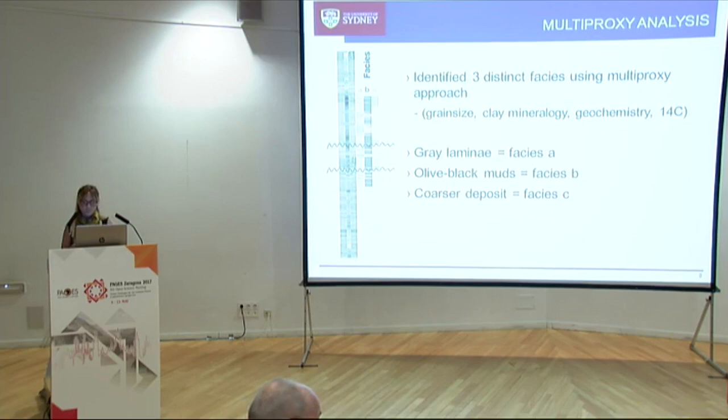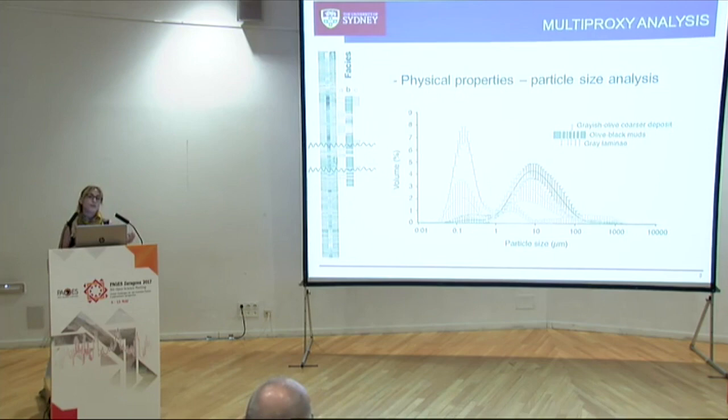So in terms of the physical properties and the grain size, facies A, the light grey laminae, are really clay-rich in direct comparison to the background muds, which are much more silt-rich. And then the facies C has a mixture of these clay and silt components, but then also a very fine-grained sand component associated with this coarser lag deposit.